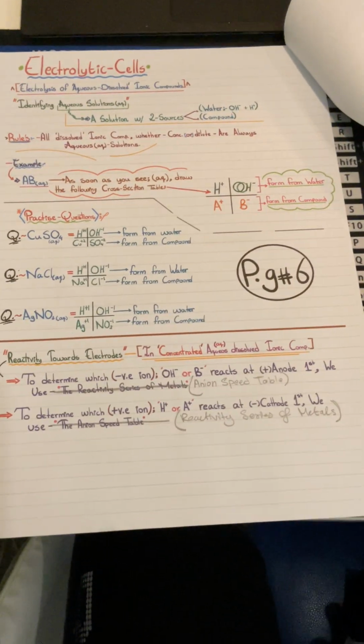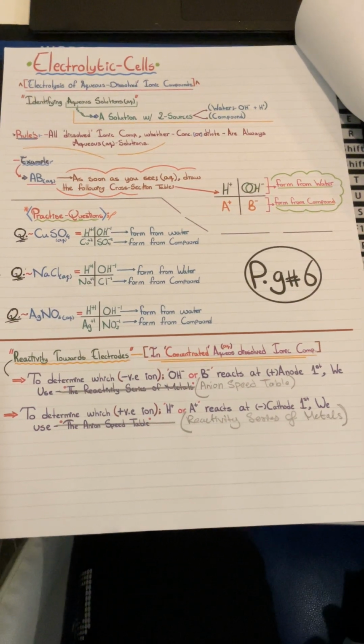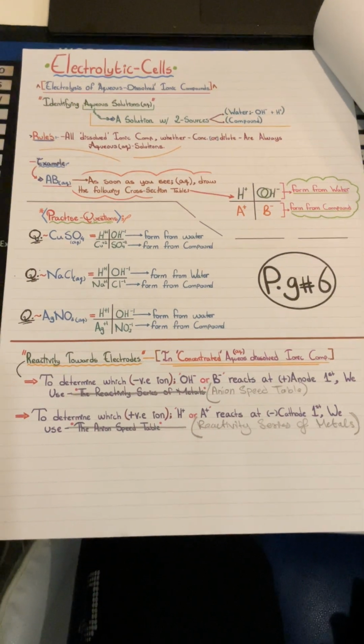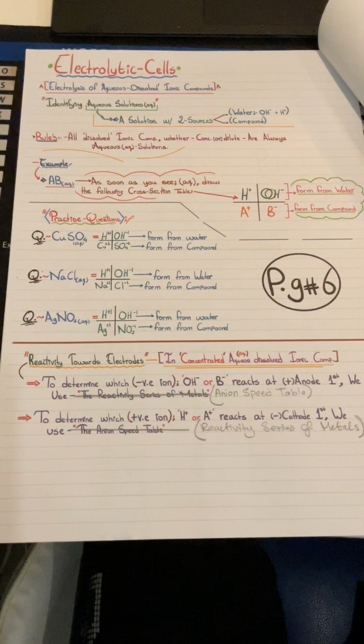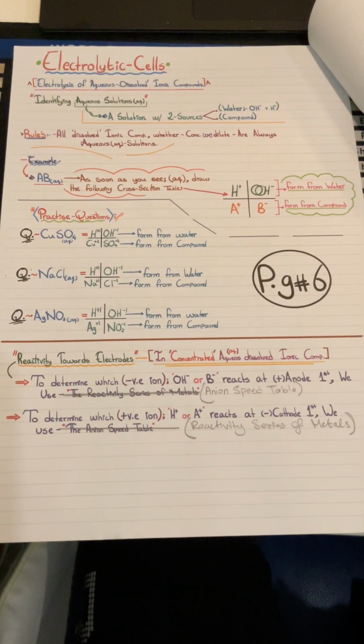Now let's come to electrolysis of aqueous dissolved compounds. Like I said, aqueous dissolved compounds can either be an electrolysis of a dilute solution or a concentrated solution. First, we will cover the concentrated solution and how to solve that. After that, we will move to the dilute solution.